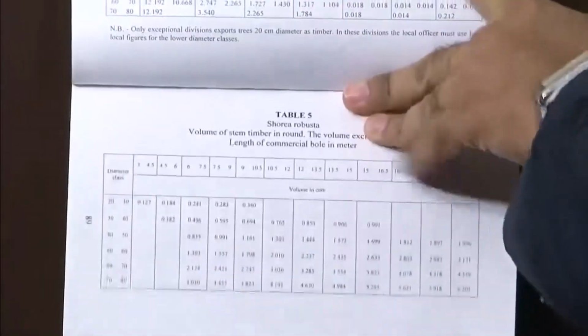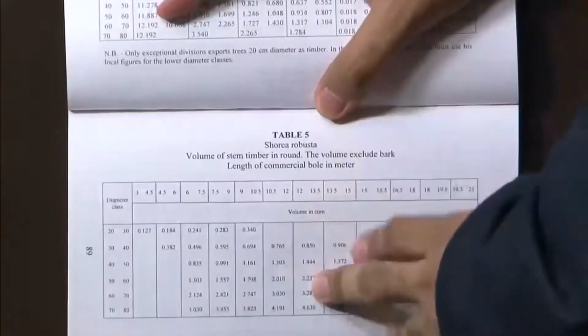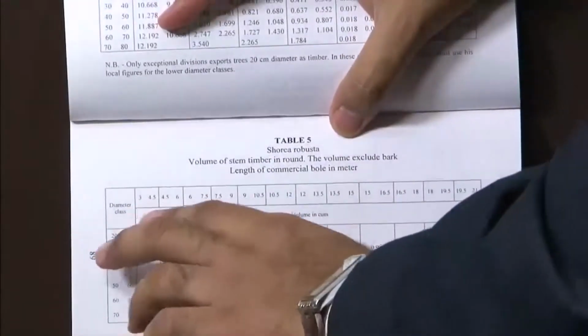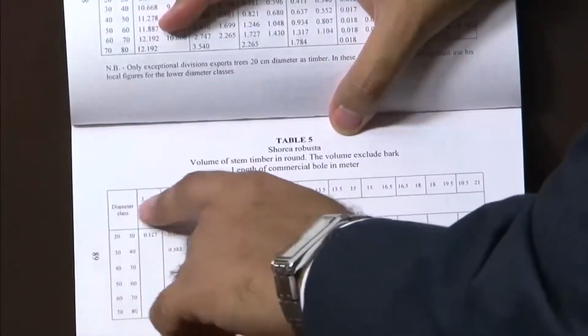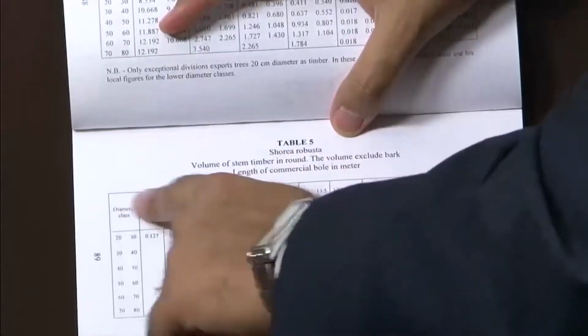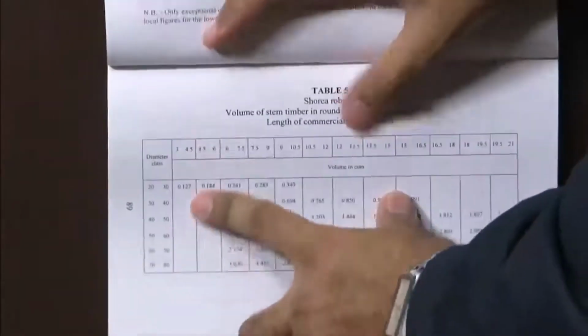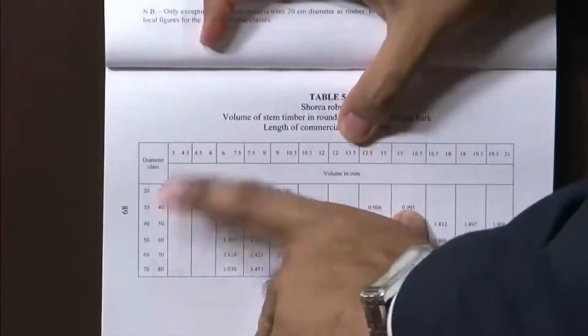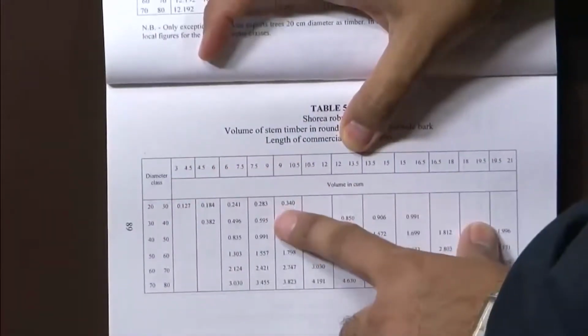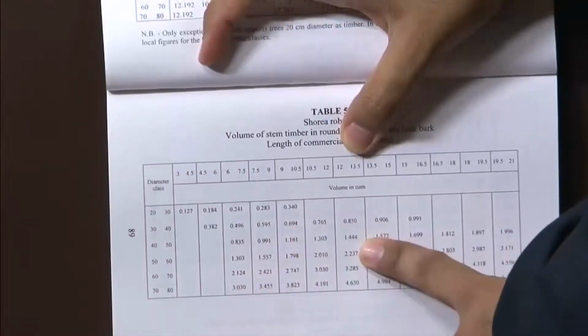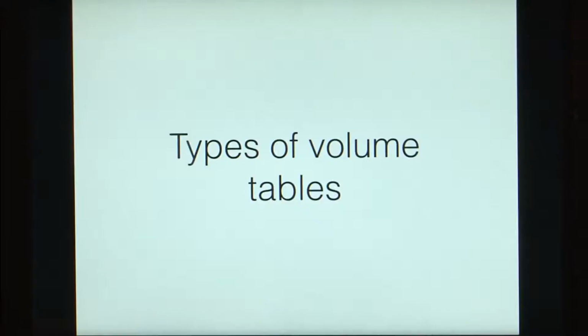All these tables are arranged in a similar fashion. You have the length of the commercial bole or the height of the tree in this first row, and here you will have the diameter classes, and for all of these you will be able to measure the volumes in the table. Now, coming back to the slides, if we now look at the types of volume tables.